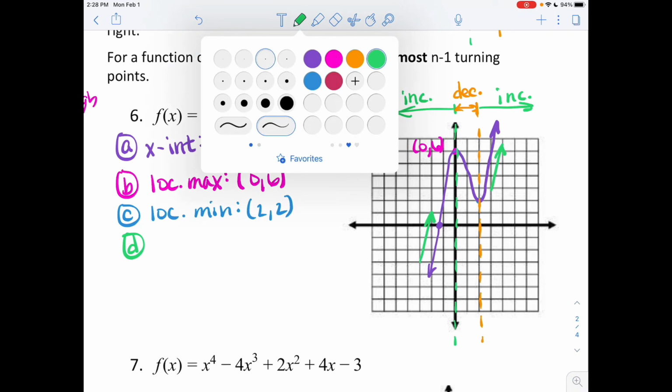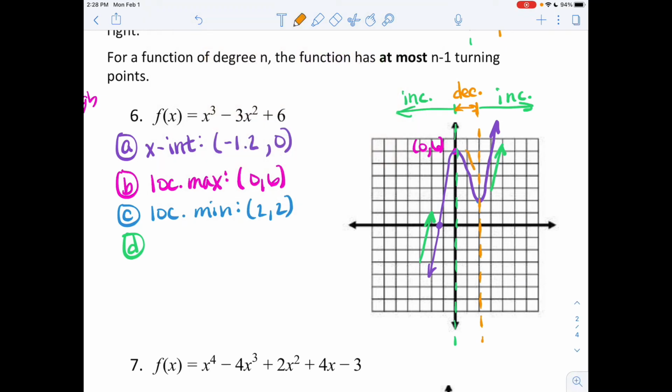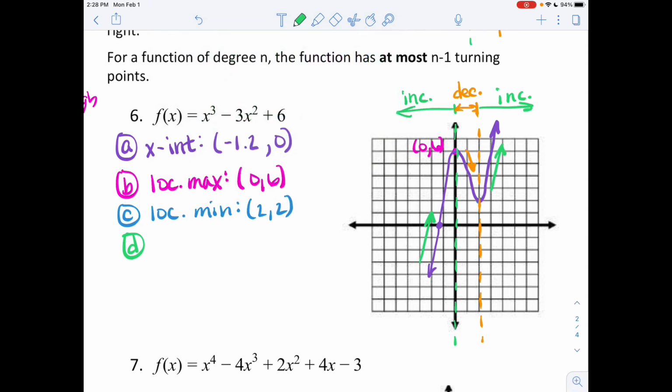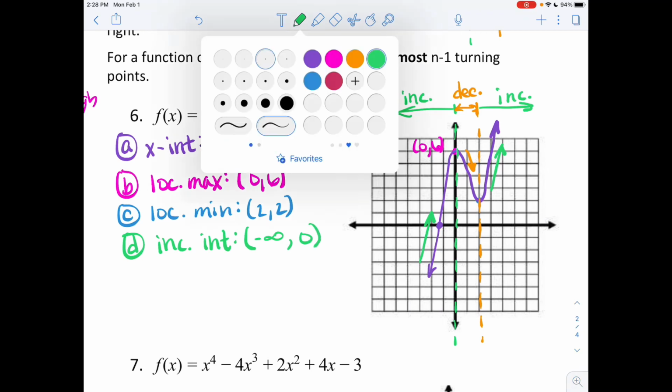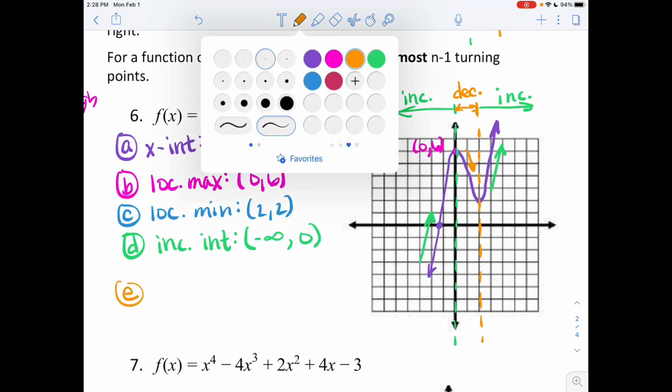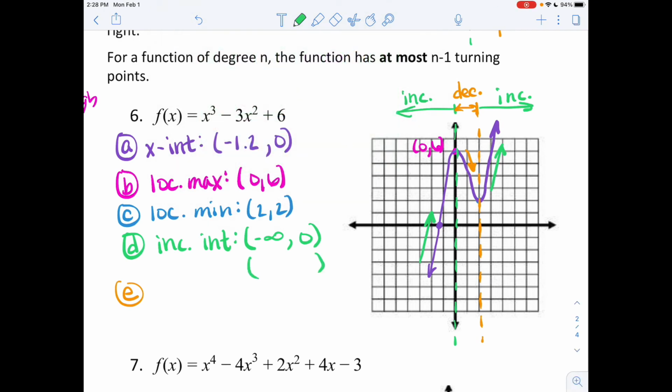My decreasing interval, I'm going down here. So let's first talk increasing interval. And I want to start with my increasing because that's where negative infinity is. I'm reading from left to right and I'm increasing first, starting at negative infinity and going until I get to 0. Once I hit 0, then leave yourself some space here. We're going to put another interval right here.